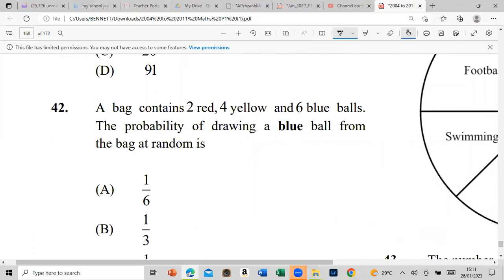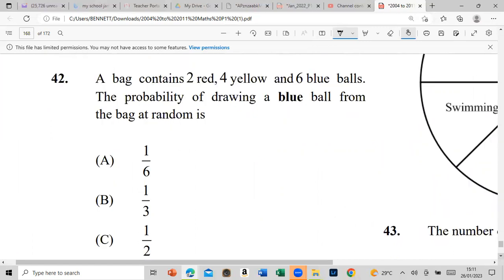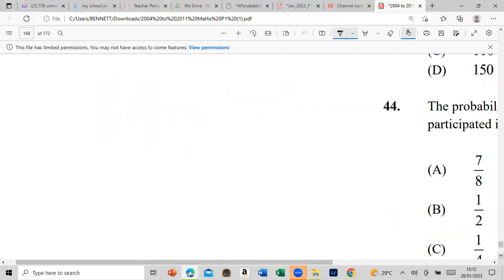A bag contains 2 red, 4 yellow, and 6 blue balls. The probability of drawing a blue ball from the bag at random: first we need our denominator, so we add all of these. 2 plus 4 plus 6 is 12. Blue balls are 6 out of the 12, which works out to a half.